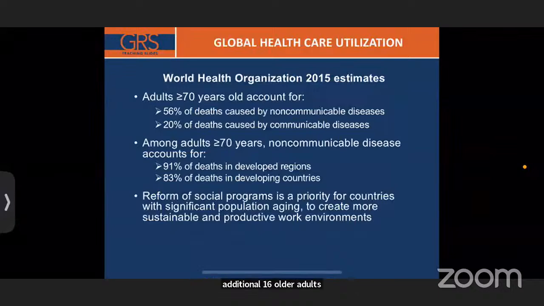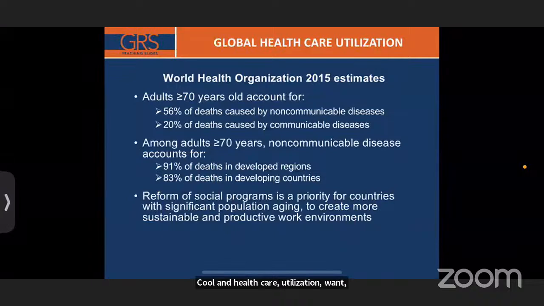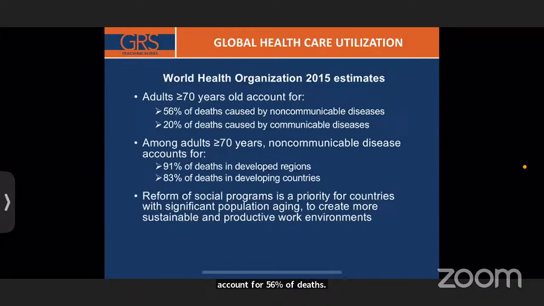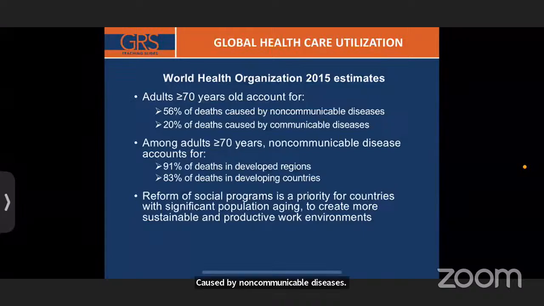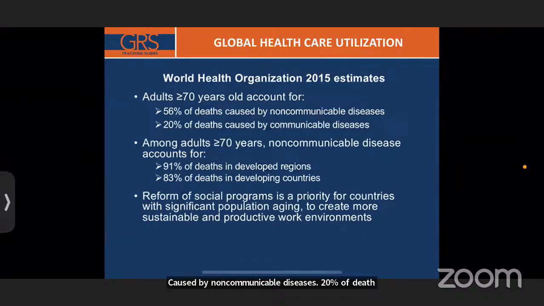Global health care utilization. World Health Organization 2015 estimates: adults 70 and above account for 56% of deaths caused by non-communicable diseases, and 20% of deaths caused by communicable diseases. Among adults 70 and above, non-communicable diseases account for 91% of deaths in developed regions and 83% of deaths in developing countries. Reform of social programs is a priority for countries with significant population aging to create more sustainable and productive work environments.